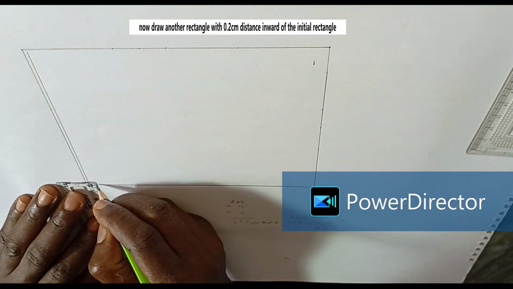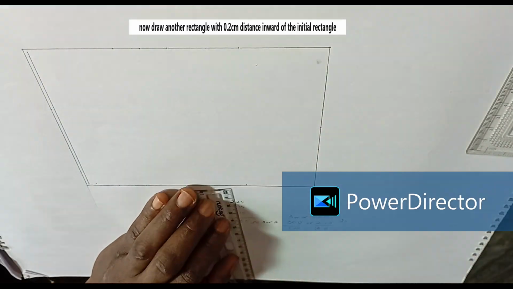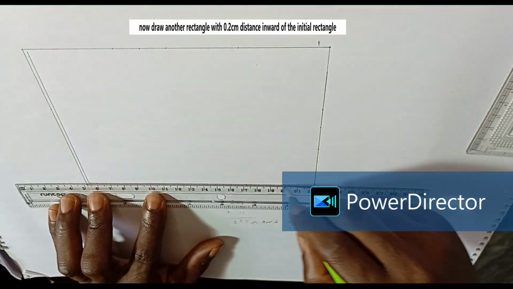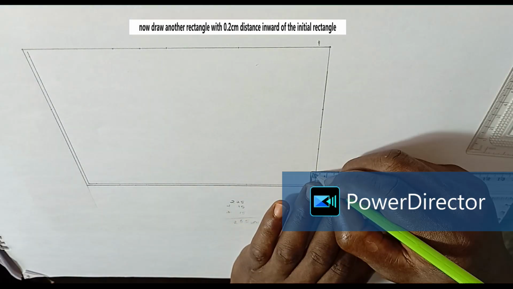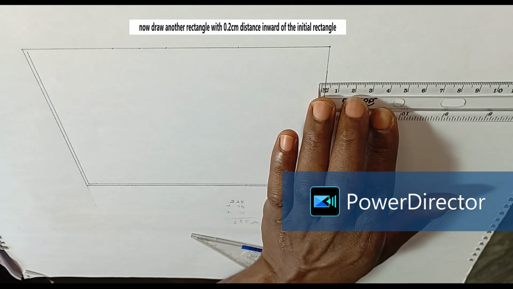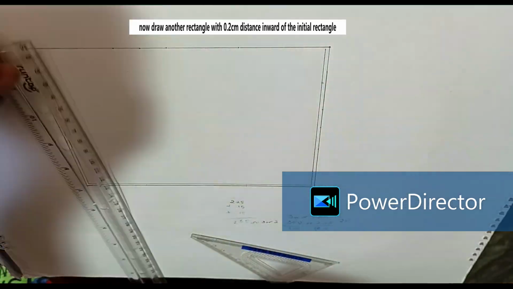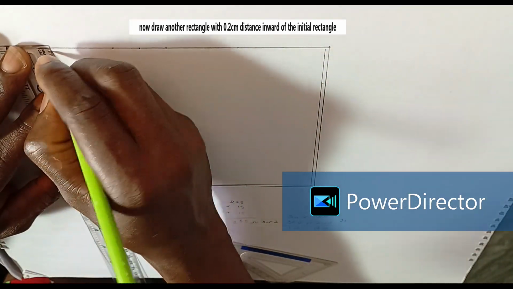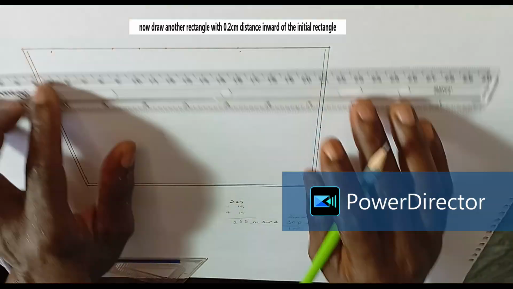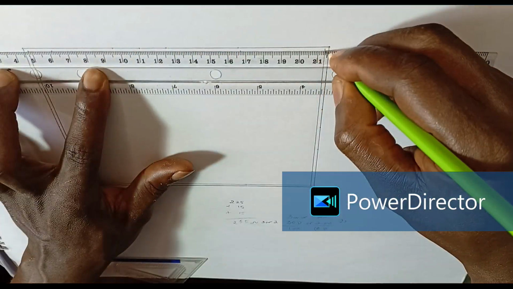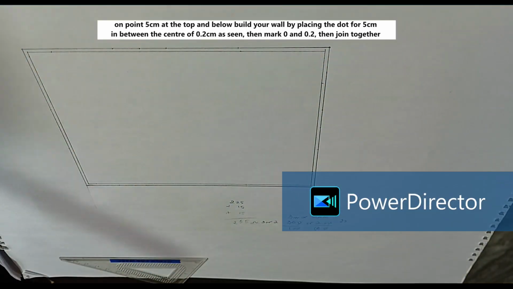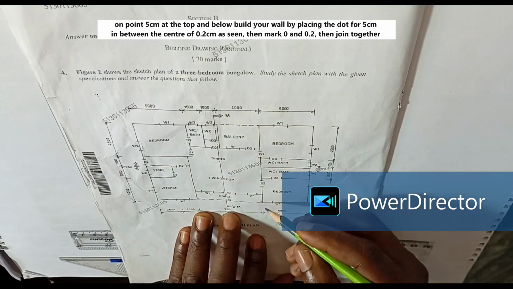Because it's also stated that we can assume suitable dimensions, instead of using 2.5, we'll use 2 or 3. So here I'm going to be using 2. That means I'm going to measure 0 point, because I'm using a ruler in centimeters, so it's not going to be 2 per se, it's going to be 0.2 centimeter.